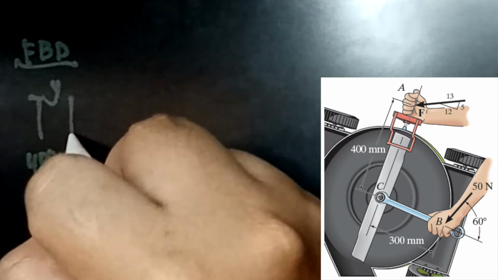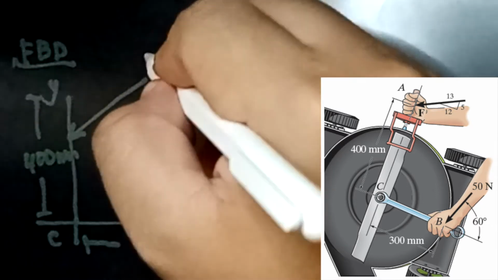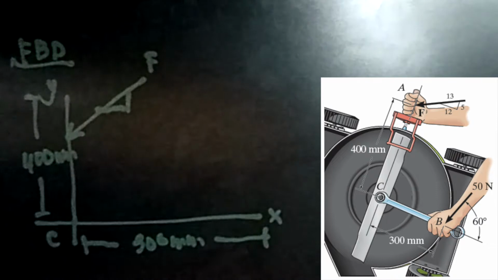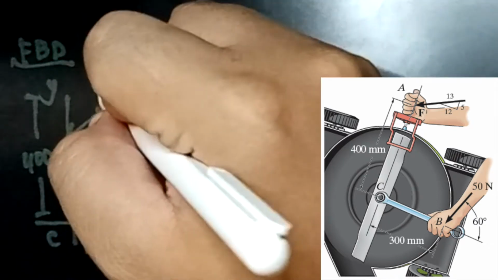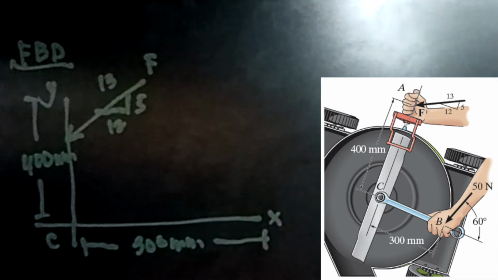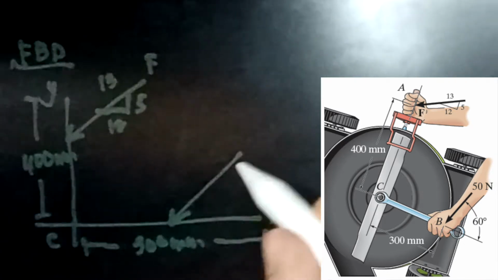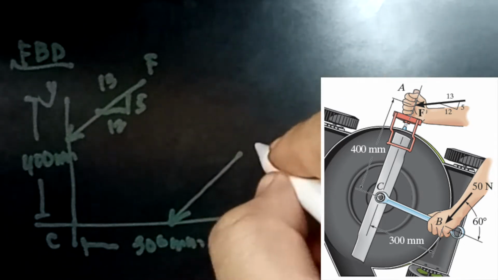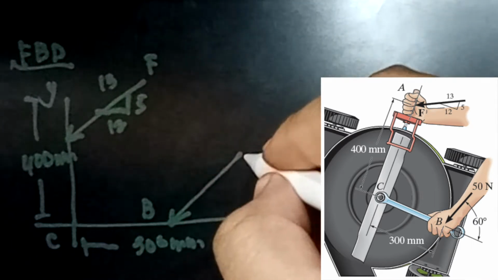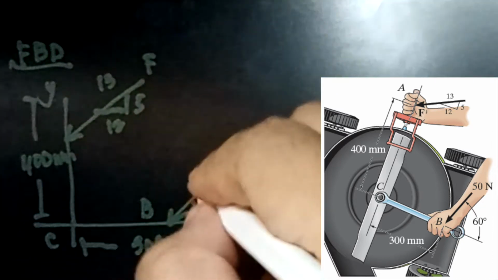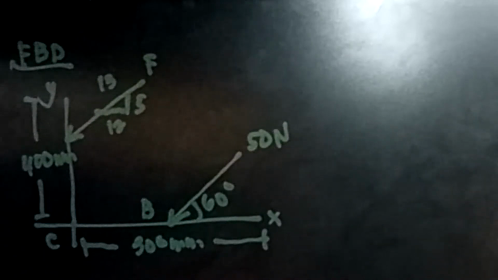And meron tayong force dito, force F, and meron siyang right triangle na nabuo dito. 5, 12, and 13. And meron pa tayong isang force dito sa ating x-axis, which is our B. So, this is 50 Newton, and meron siyang 60 degrees na angle. Ngayon, yung ating resultant force is kailangan nating kunin yung mga x and y component niya.